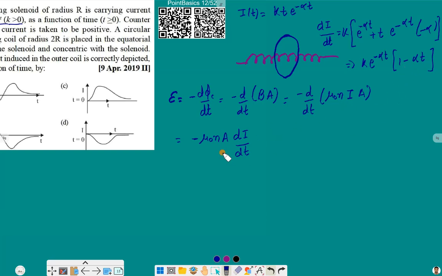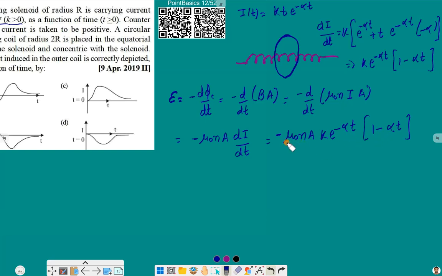So substituting this value of dI by dt here, it will become mu naught n A k e raised to power minus alpha t with my negative sign here, and 1 minus alpha t. So this is the value of the induced EMF.